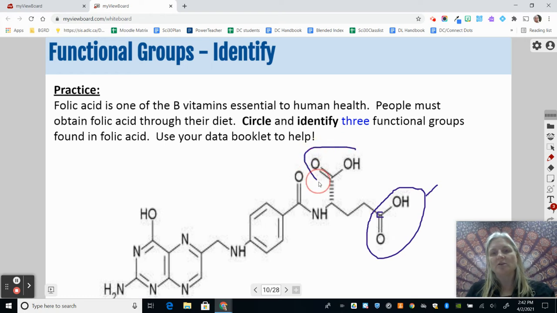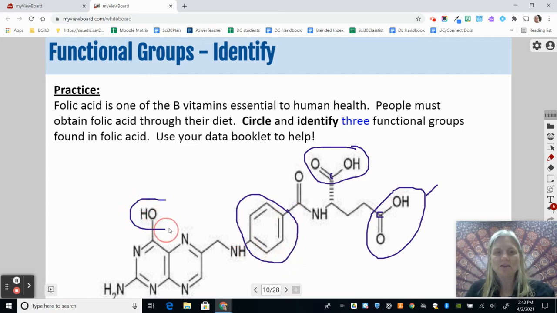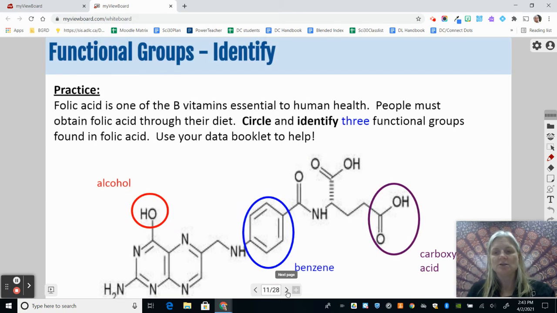There's another carboxylic acid I see, right? There's a carbon, OH group, and a double bond to the O. There's a benzene ring. We know benzene rings now, right? And look, there's an alcohol group, just an OH sitting there. So we were actually able to identify 4 functional groups in this compound.